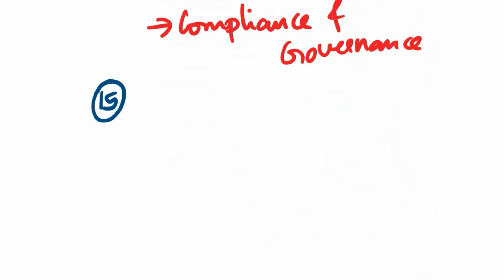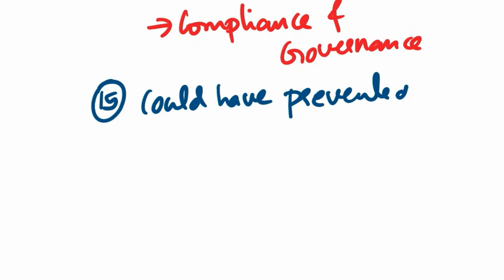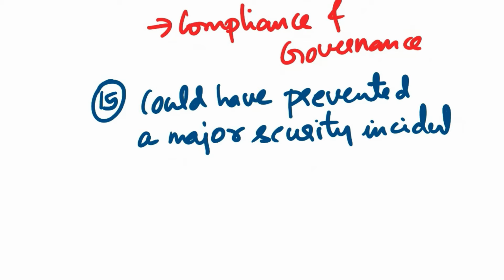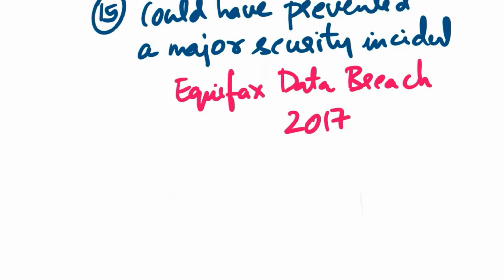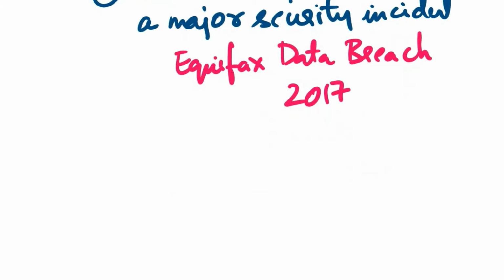Next question: can you describe a situation where effective vulnerability management could have prevented a major security incident? A real time example of how effective vulnerability management could have prevented a major security incident is the Equifax data breach that occurred in 2017. So, Equifax is one of the major credit reporting agencies in the United States.